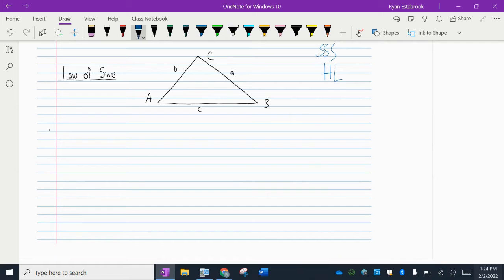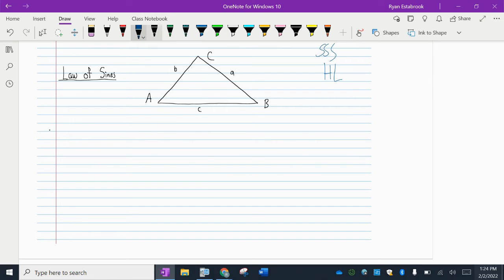Notice I have triangle ABC marked out. And across from all the capital letters are lowercase letters. So across from angle A is little a. Across from angle B is little b. Across from angle C is little c. That's the way they're always going to be labeled. The lowercase letters are the sides, and they're across from the capital letter angles. The goal here is to derive the law of sines, an equation dealing with the letters A, B, and C that relates some of these sides and angles with each other.